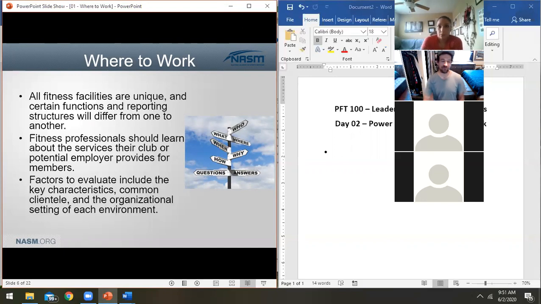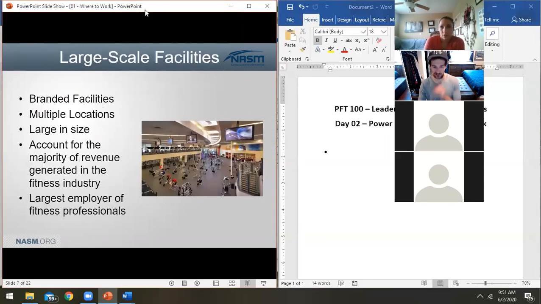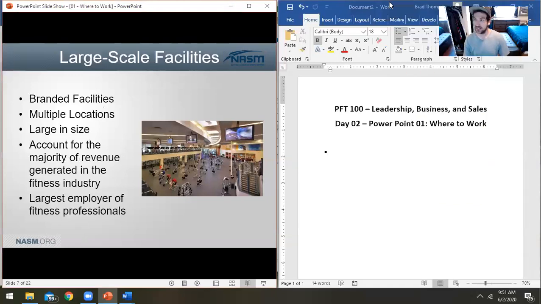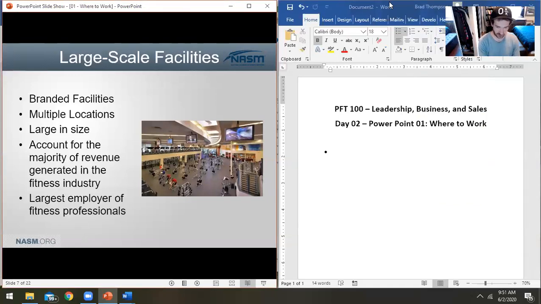So we need to evaluate what those key characteristics are. So looking at the different types of places to work.